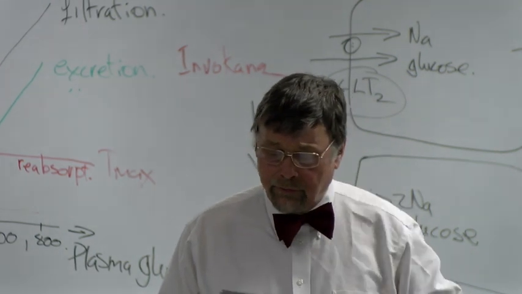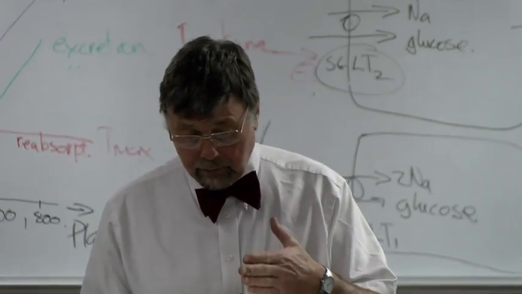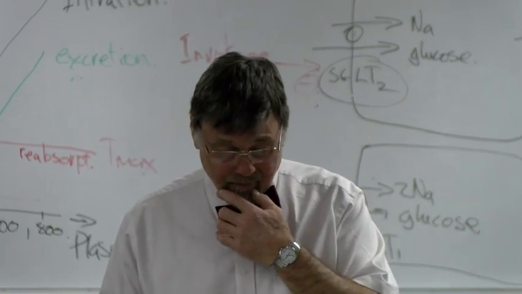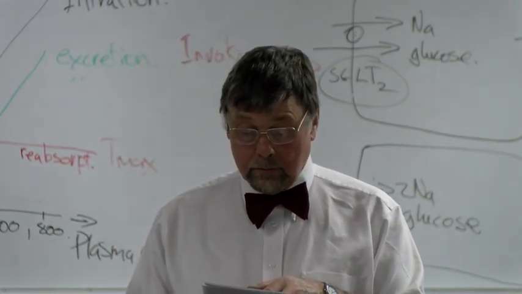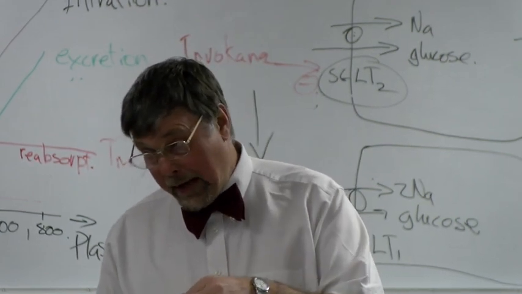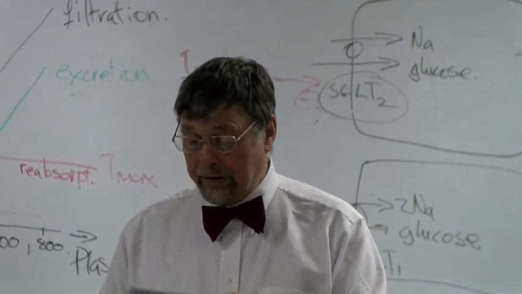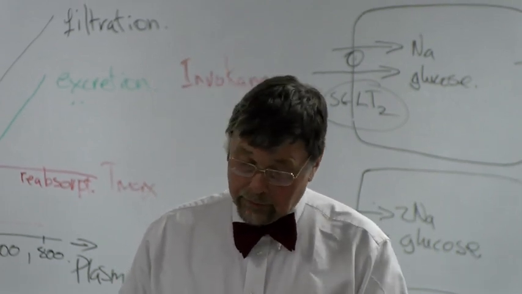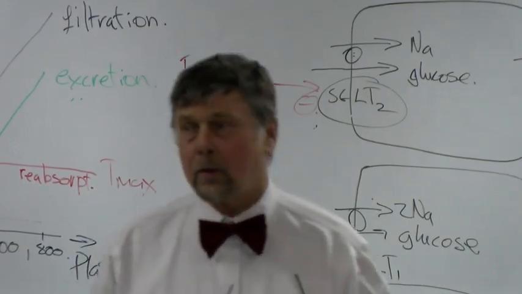But the point is that the filtered line is still the same. The amount filtered is directly proportional to the amount of PAH in the plasma. But in addition to what's filtered, you've got secretion on top of it. And of course, you have a Tmax. But this excretion must be the sum of what's filtered plus what's secreted. And so the line shifts over to the left. Do those lines make sense to you?